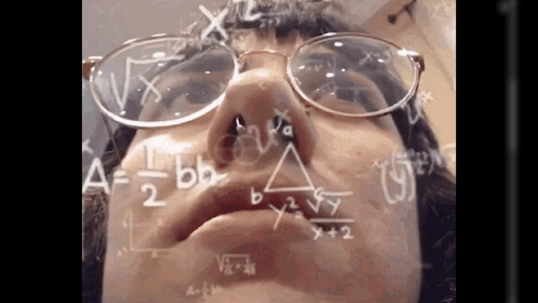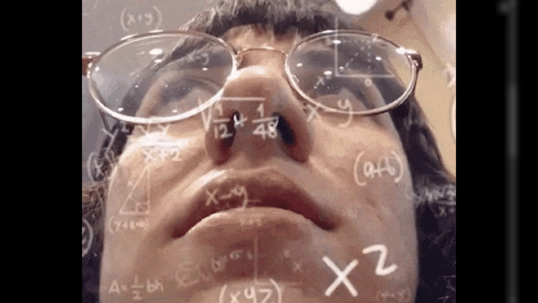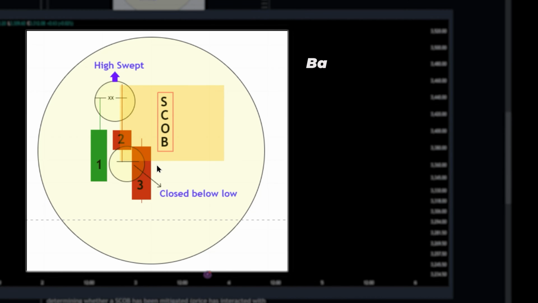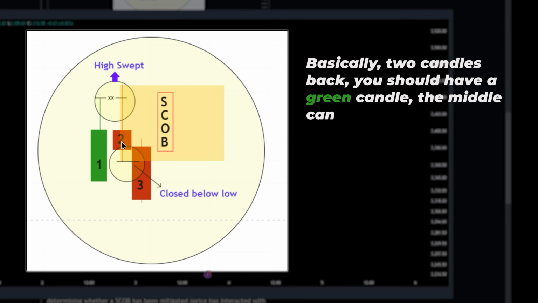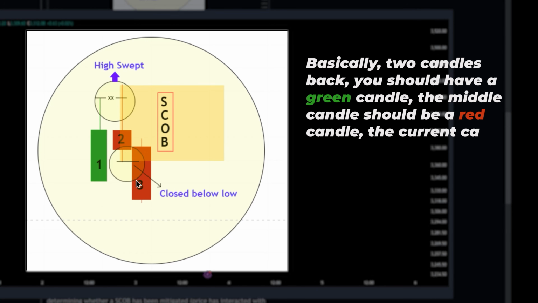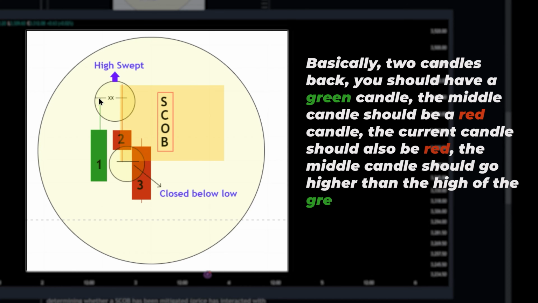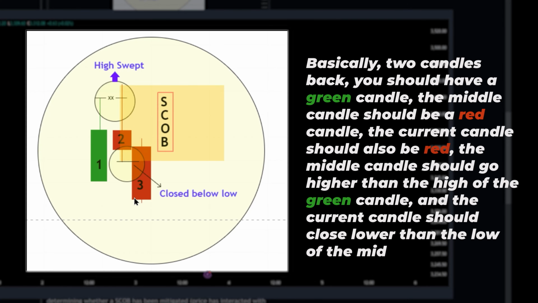Now, at this point in time, I know you may be thinking, but what about a bearish single candle order block? What does it look like? Well, it's basically gonna be the opposite of this, which is this. So basically, 2 candles back, you should have a green candle. The middle candle should be a red candle. The current candle should also be red. The middle candle should go higher than the high of the green candle. And then the current candle should close lower than the low of the middle candle.